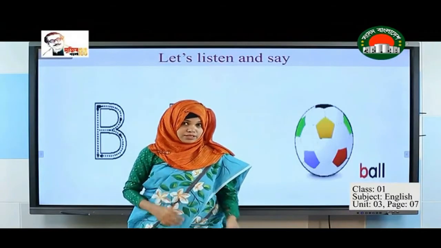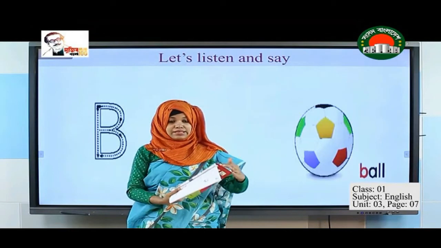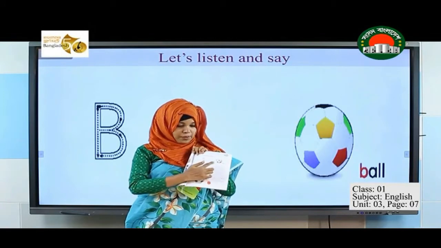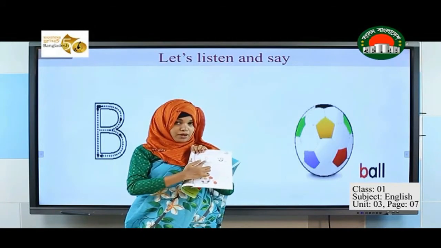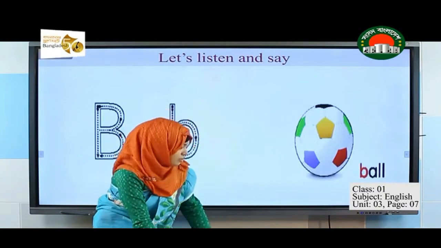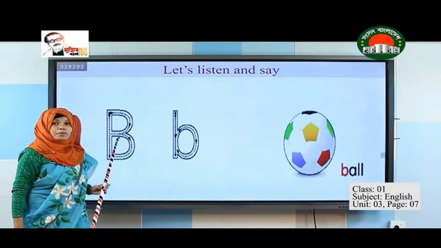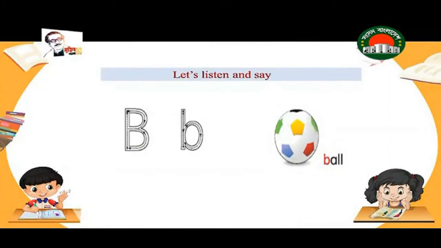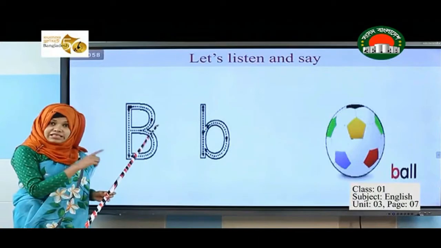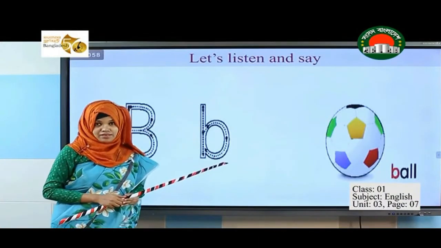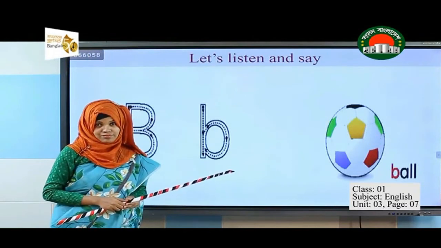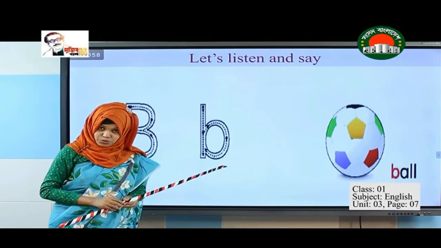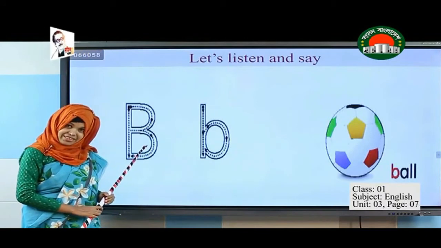So, dear students, take your English book and find out activity A and point to the ball. Ball, ba, ba, ball. Now, look here again. Dear students, now practice with me again. The name of this letter is B and it sounds B. When we want to say any word with B, we use the letter B. Okay?